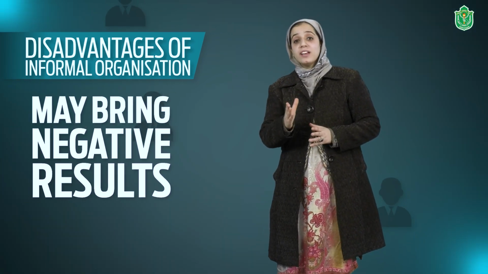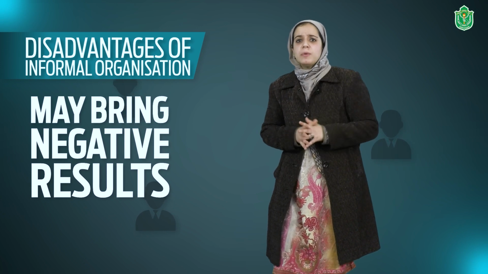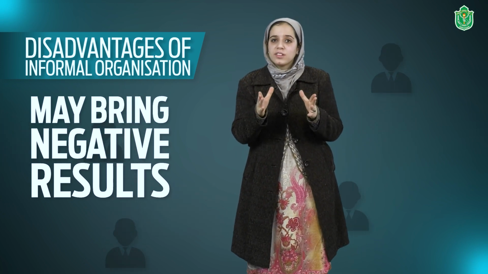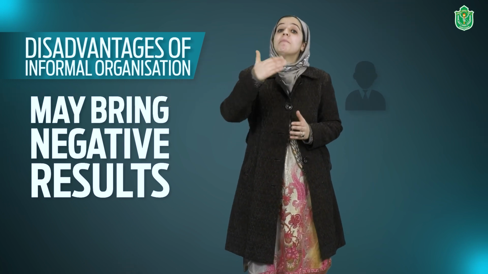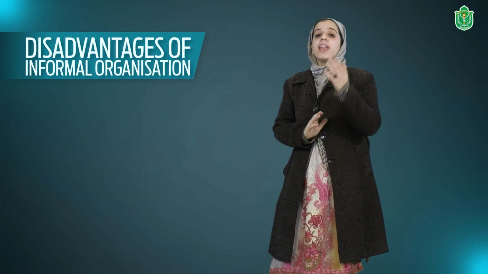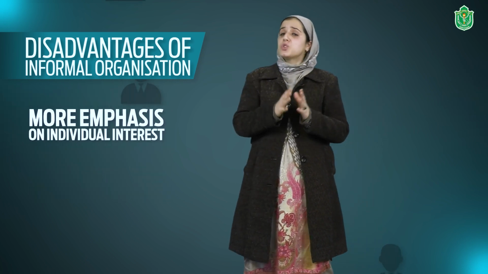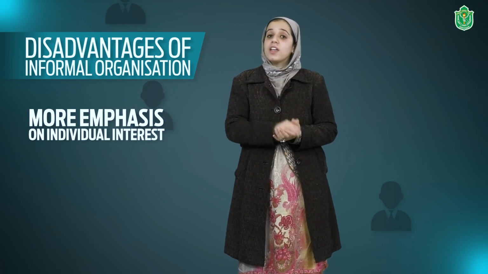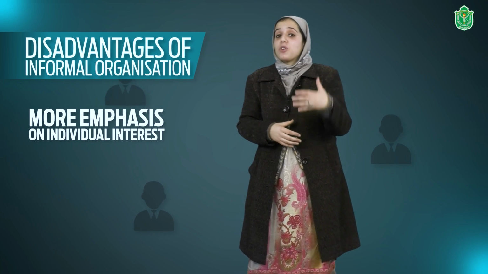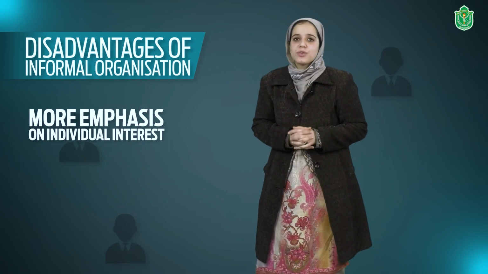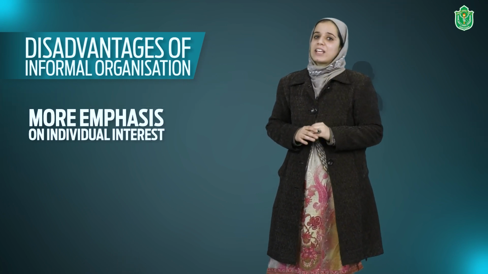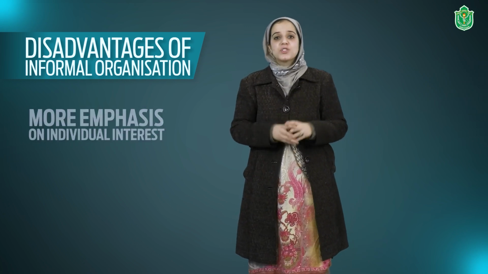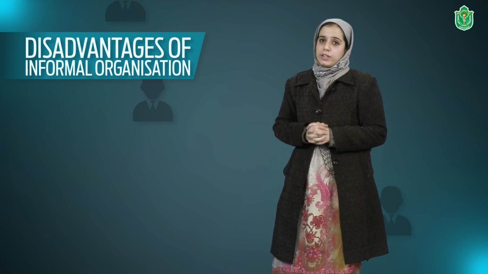Next, it may bring negative results. If the informal organization opposes the management, then it becomes difficult for the management to implement any plan or policy. Then there is more emphasis on individual interest. Here the emphasis is on the individual interest, to satisfy or fulfill the social and psychological needs of the employees. The emphasis is not on the work, just on the social and psychological needs of the employees. So with this, I have completed the disadvantages of informal organization.